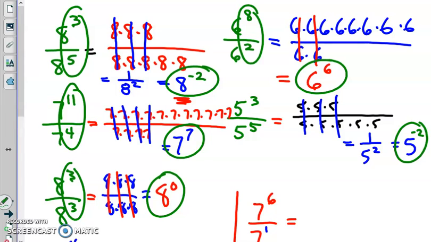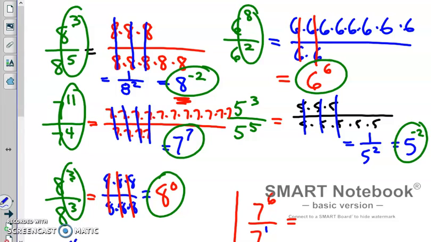So hopefully you've determined the pattern, what's happened between the exponents. But if you haven't, what's happened between the exponents is they're being, this time, subtracted. So 8 to the 3 minus 5 gives me 8 to the negative 2.